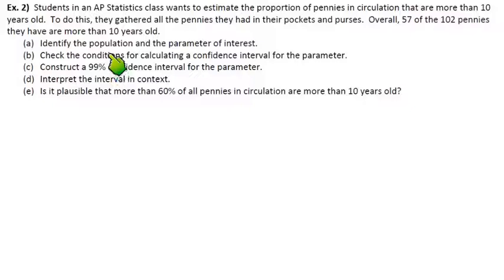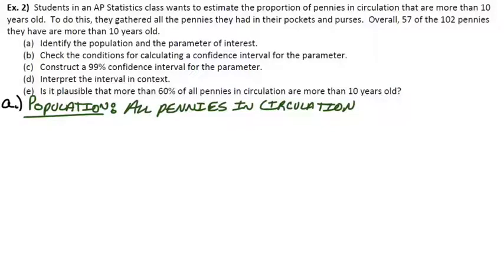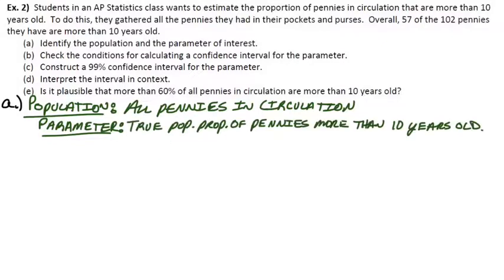Part A says identify the population and the parameter of interest. So remember, parameters are things that describe the population. That's something that we're trying to estimate. So part A, the population, I guess, would be all the pennies in circulation, like everywhere. And then the parameter is this characteristic about the population that we want to know. And that would be the proportion of pennies that are actually more than 10 years old. So of the population, what's the true proportion of pennies that are more than 10 years old?